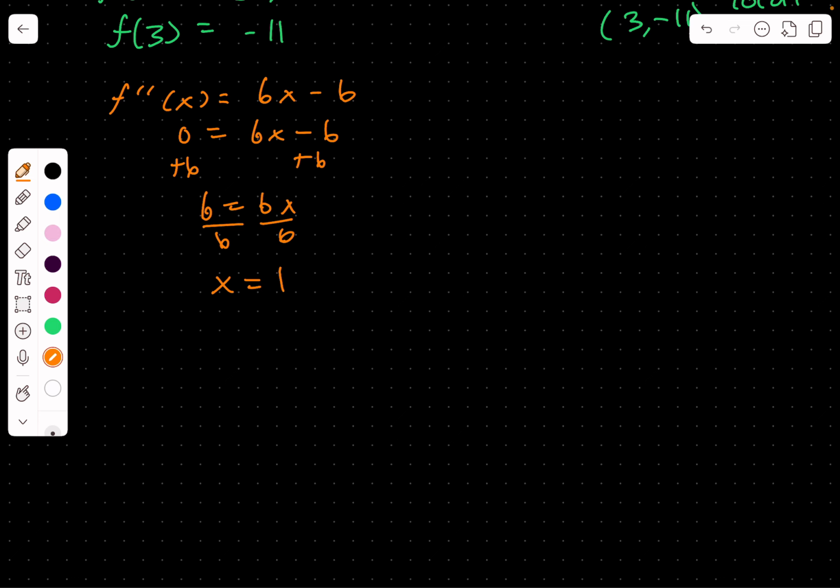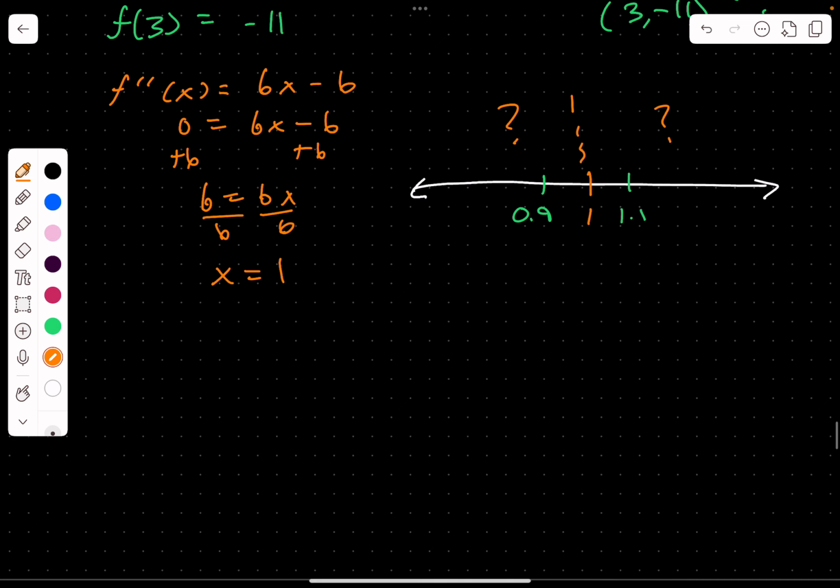Again, we must draw a number line to figure out if we have a sign change, because that sign change is going to be an indicator to us that this is indeed an inflection point. We have 1 here. Now let's pick a number to the left and to the right. And of course, I'm going to get as close as possible. So I'm going to pick 0.9, and then I'm going to pick 1.1. Now let's see what our signs are going to be here. We're going to plug 0.9 into our second derivative, right? Because it's called the second derivative test.